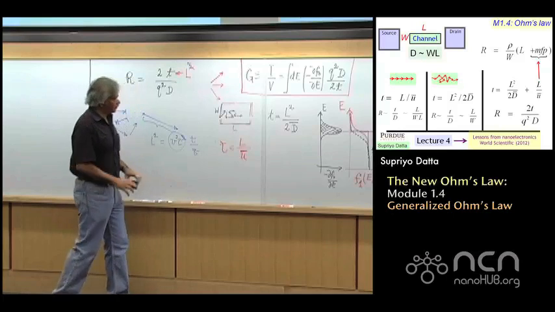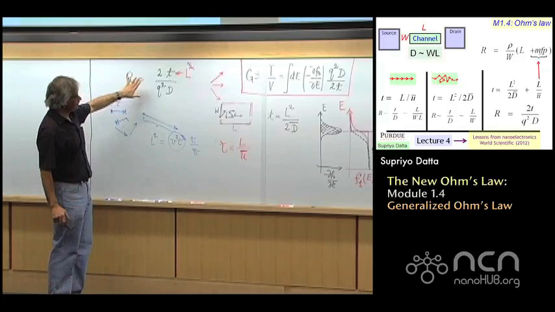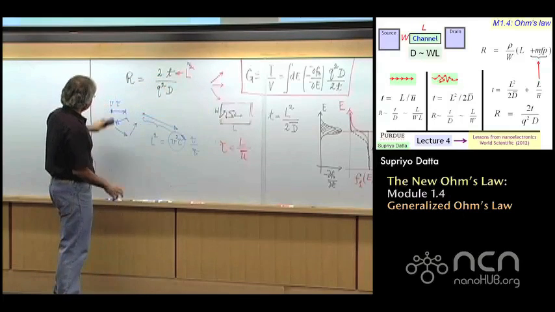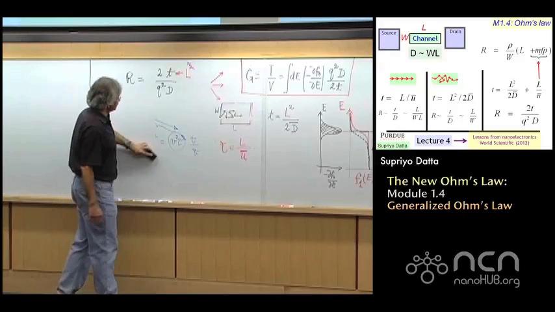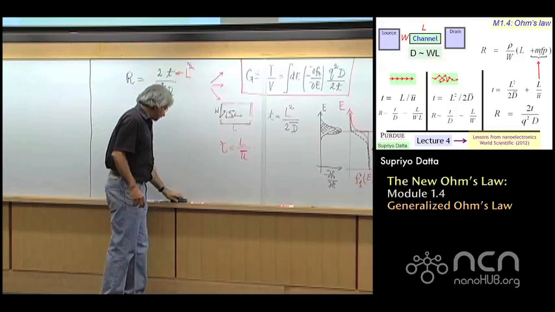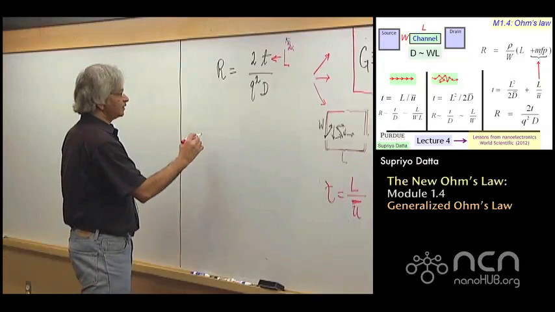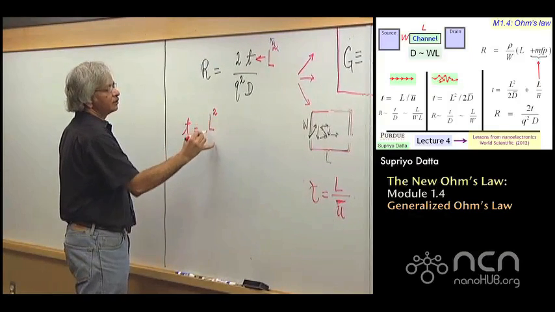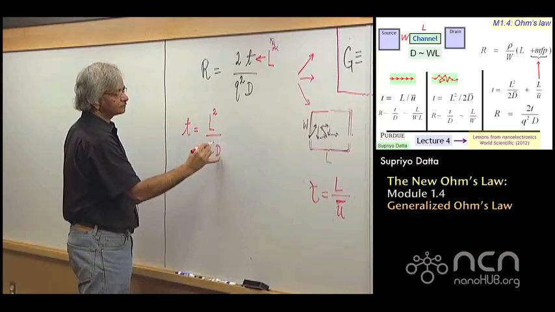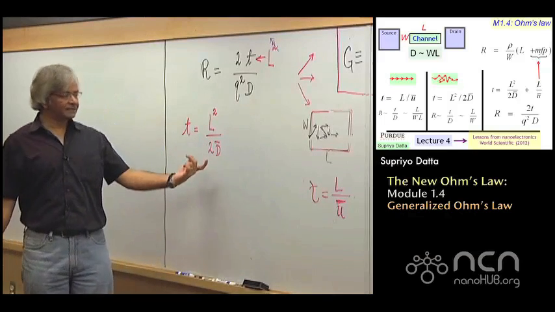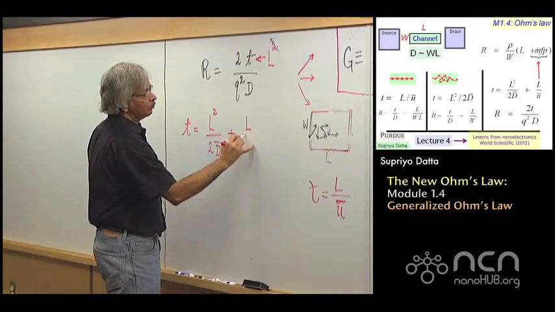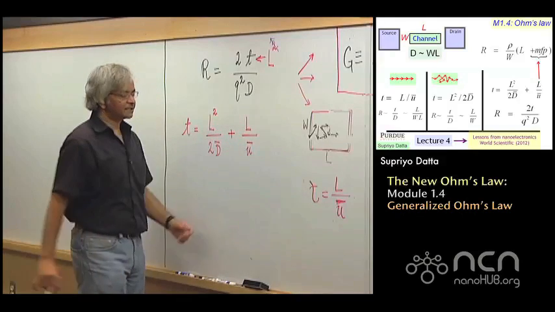Okay. Anyway, so getting back to the point then, you can see now the difference between this diffusive transport and the ballistic transport. And what you could do is write in general then something like this, that T is equal to L squared over 2D. That's the diffusive answer, plus L over v, that's the ballistic answer.